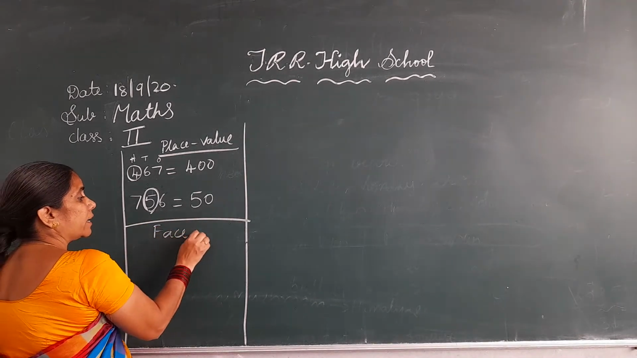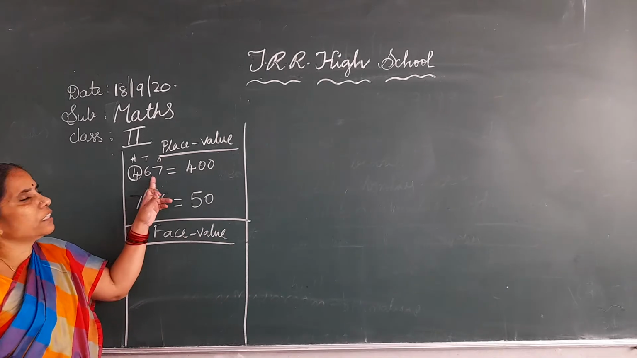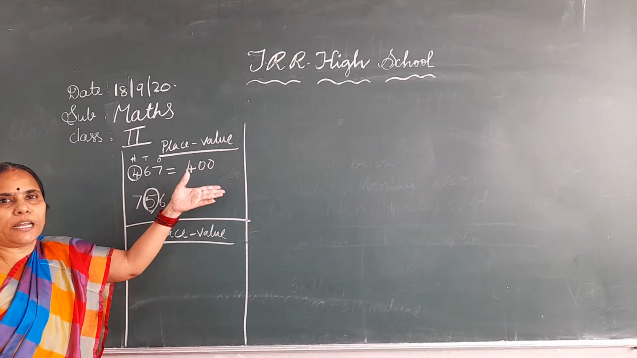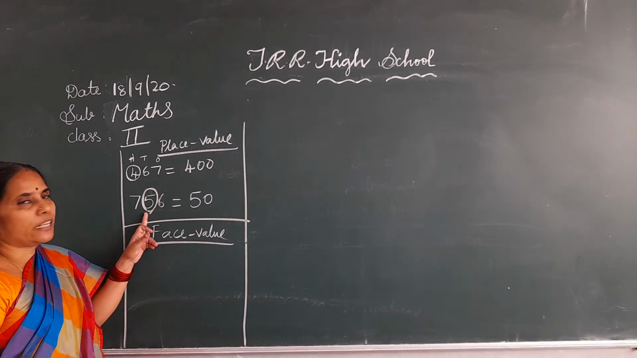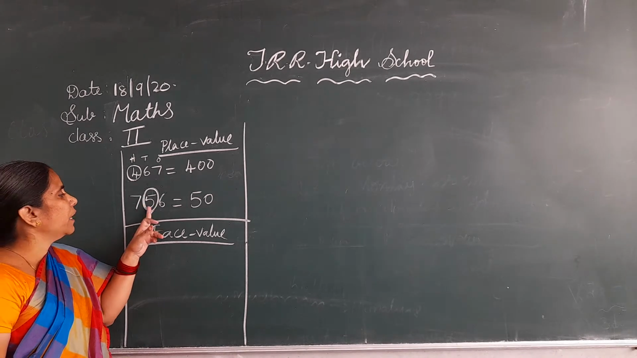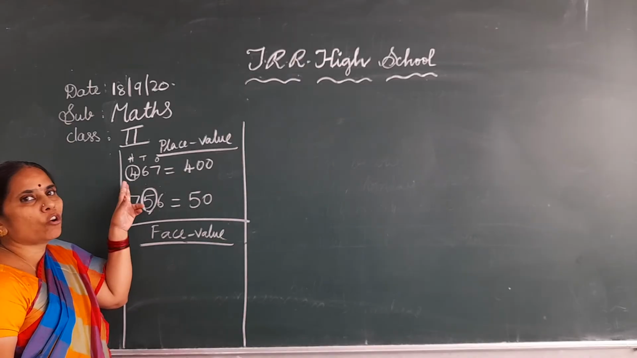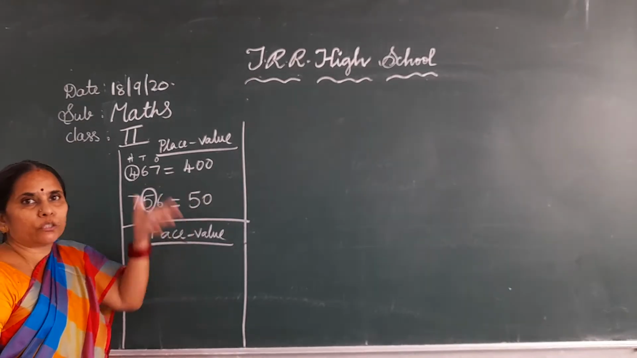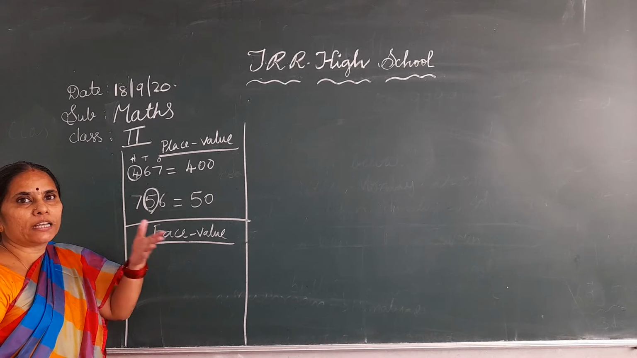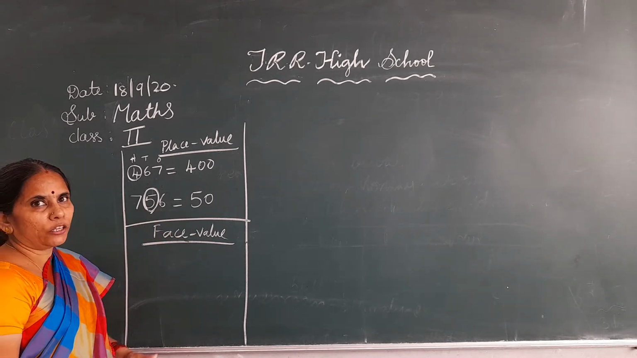What is the face value? Place value means, if it is in the ones place, you will get a single number, whichever digit is there. If it is in the tens place, here 5 is there, so 50 you will get. Now here in the hundreds place 4 is there, 400 you will get. Values like 400, 50, 5, 6, 7, like that you will get. That is the place value.